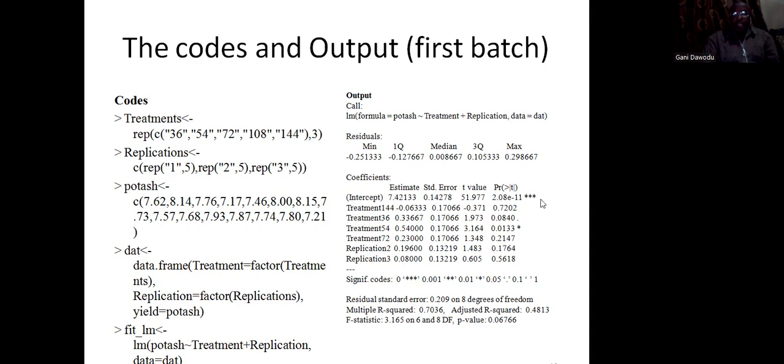Now, it tells you that all the levels of application of potash are very, very effective, except for treatment 54. In treatment 54, there are still some pests. Some pests were still noticed there. And so it's less effective than the others.